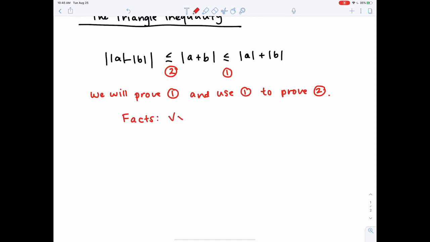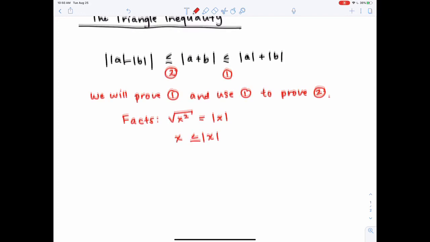The first one is that when you take the square root of a number squared, x squared, well, we're probably used to seeing this as plus or minus x, but really what we mean is the absolute value of x. Square root of a number squared should always be a positive number. And then if you have a number x and you want to compare it to its absolute value, those are either the same or x is going to be smaller in the event that x is negative. And so we're going to use this inequality.